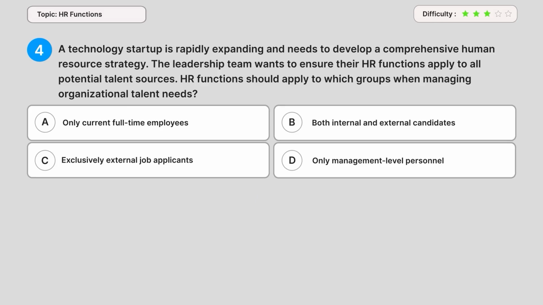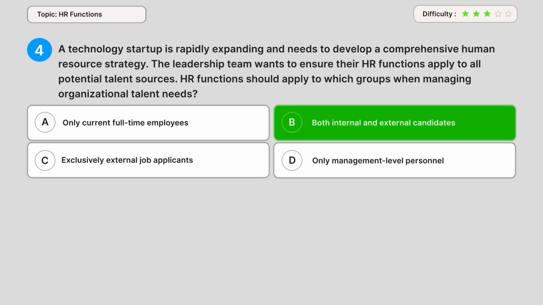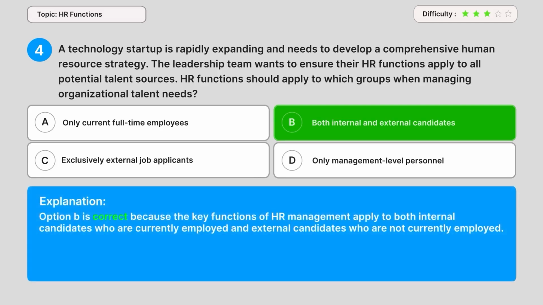Correct answer: B. Both internal and external candidates. Explanation. Option B is correct because the key functions of HR management apply to both internal candidates who are currently employed and external candidates who are not currently employed.